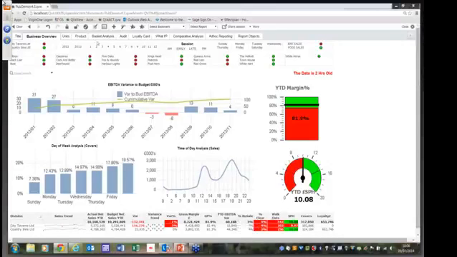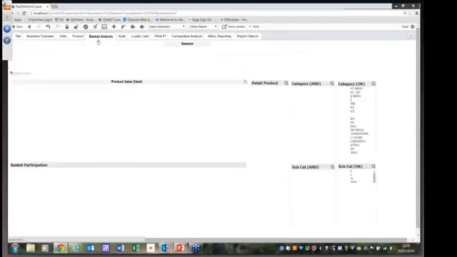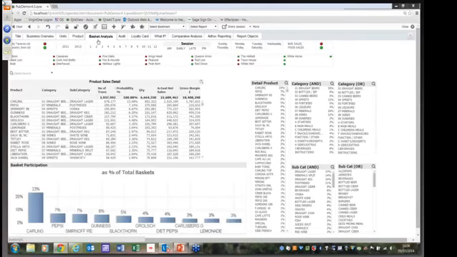So if I move on to my basket analysis tab, what we've got here is just to talk a little bit about the data. We've got 2 years worth of data for 19 pubs.